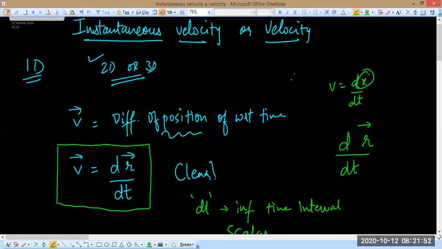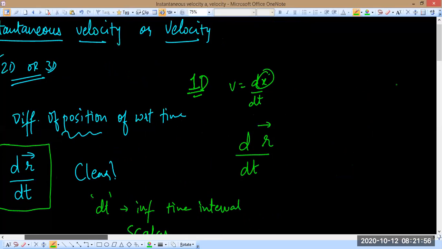In the previous chapter, we were only talking about x axis.